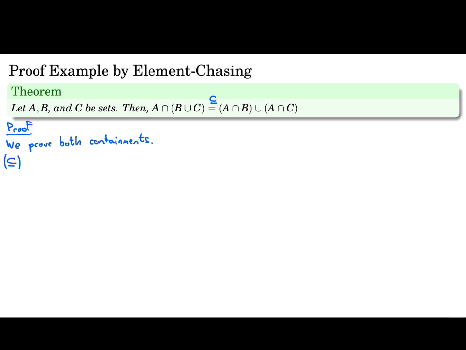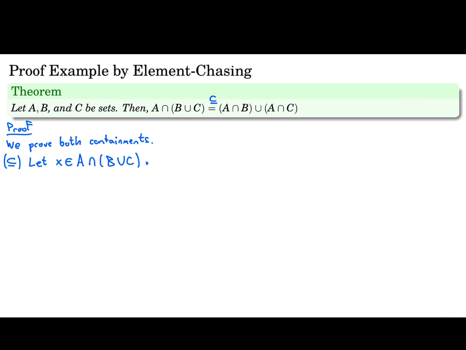So how do we do that? We first take an arbitrary element of the left. So let x belong to A intersection B union C. And we want to end up showing that then x is going to belong to the right here. So let's see what this means.